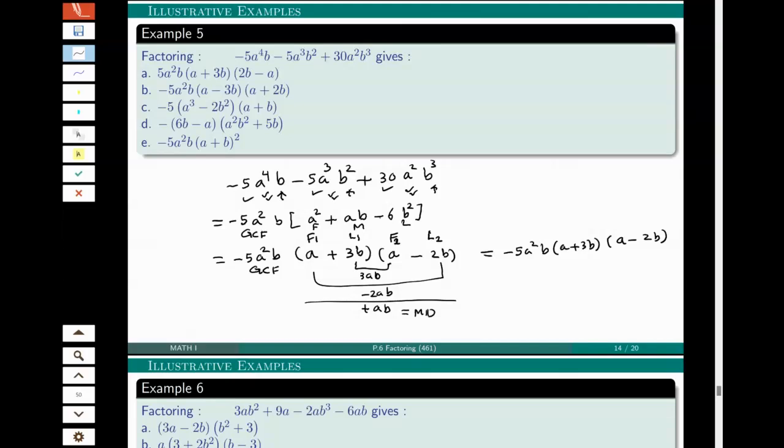So the answer is minus 5a squared times b, a plus 3b, and a minus 2b. Where is a minus 2b? Okay, we could insert the minus here. So we could say it's 5a squared b, a plus 3b. If I multiply the minus here, it will be 2b minus a. I think that should be the one, 5a squared b, a plus 3b, 2b minus a.